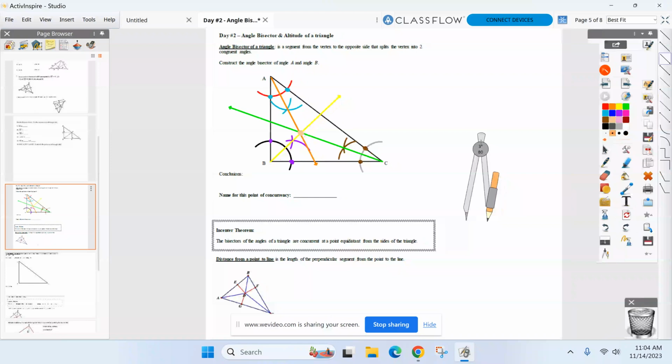Nice work, guys, making those arcs smaller. Nice work. Looks a little cleaner, doesn't it? Again, make them as small as you can. Right?